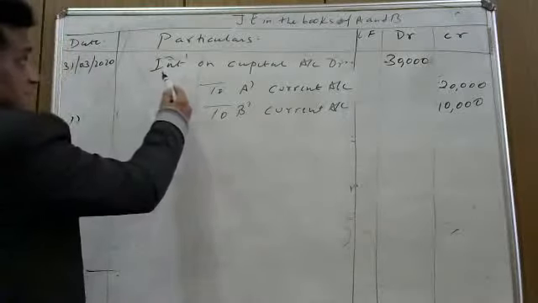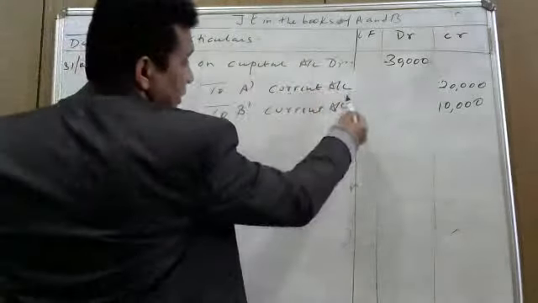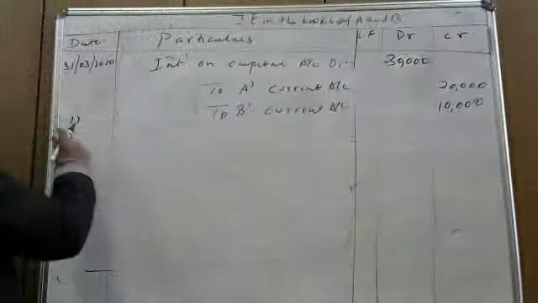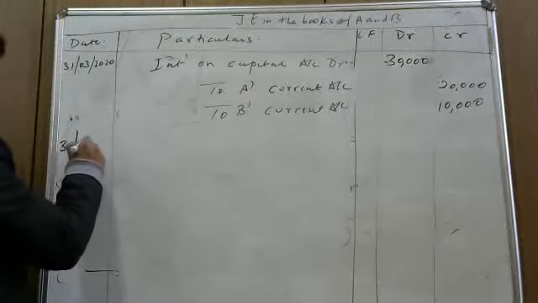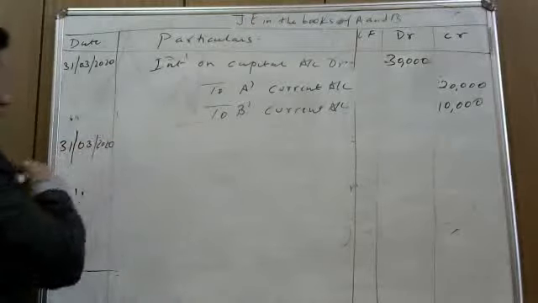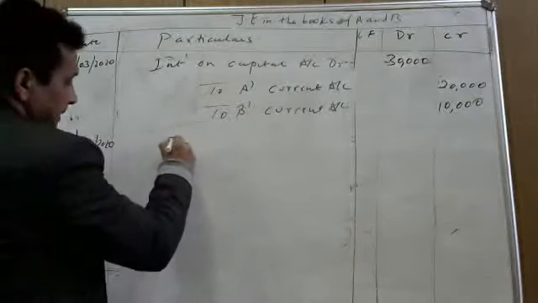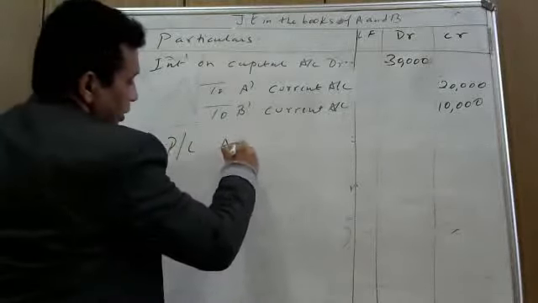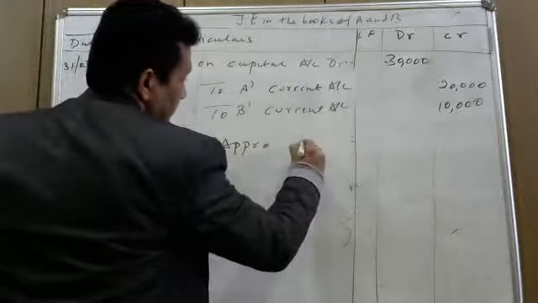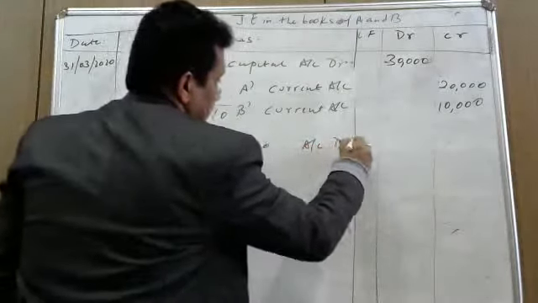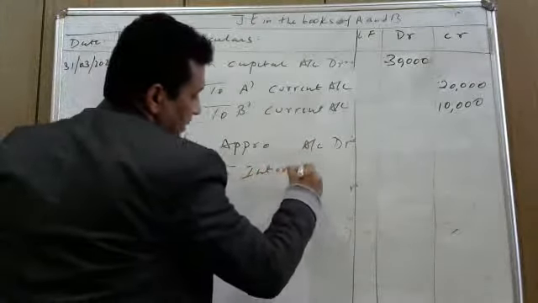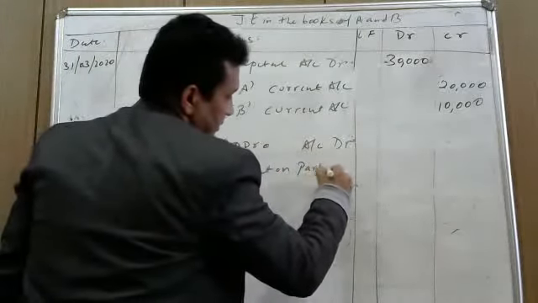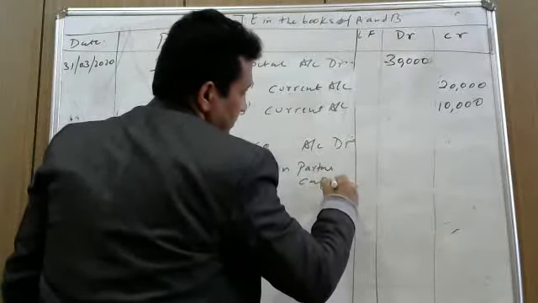After passing the entry, we prepare the PL account. But first, understand this: interest on capital account debit to A's current account and to B's current account. Now this needs to be charged. Same entry, 31st March 2020: PL appropriation account debit to interest on partner's capital.